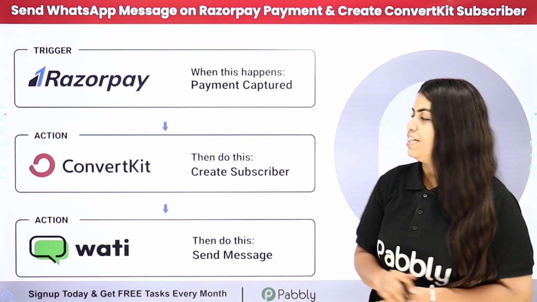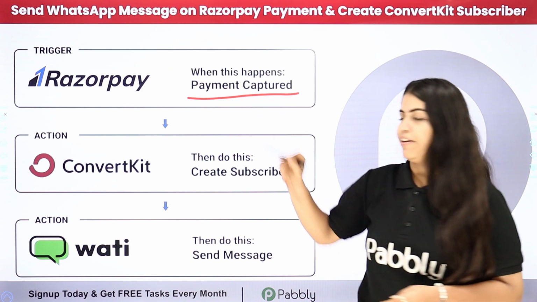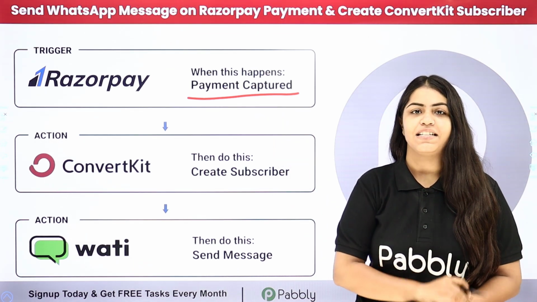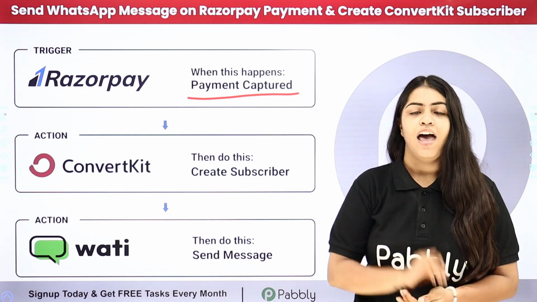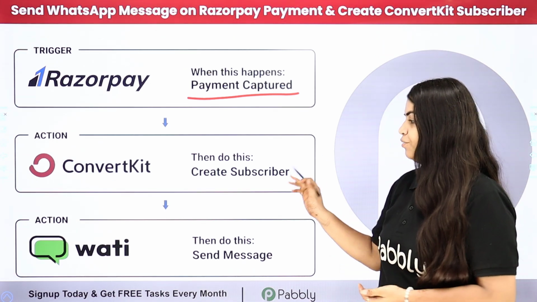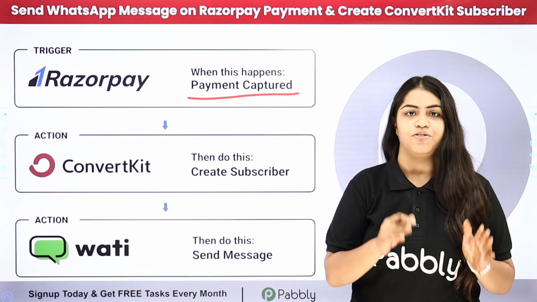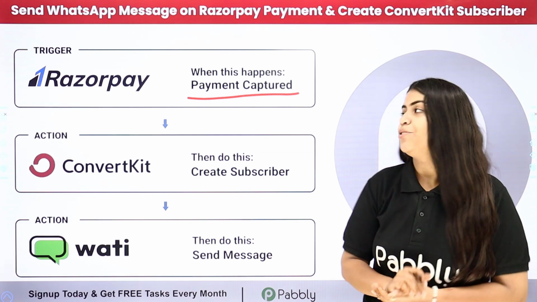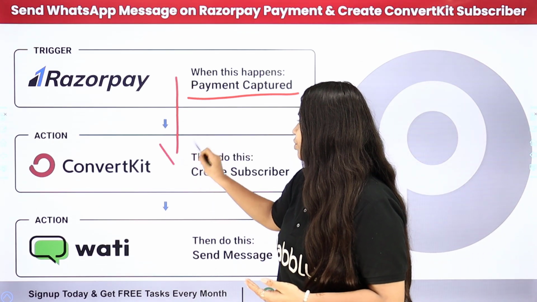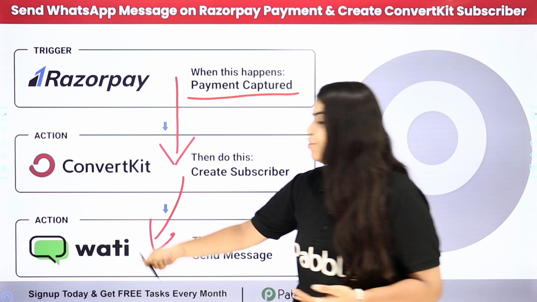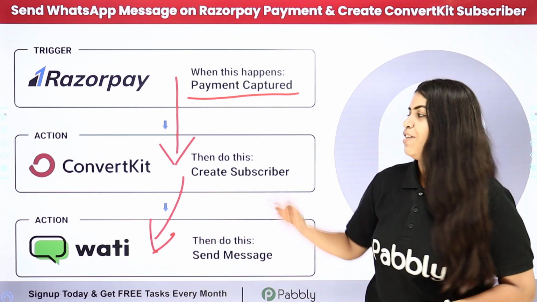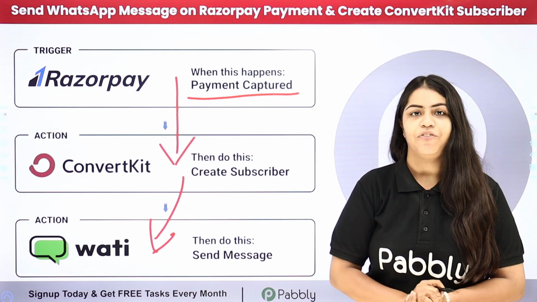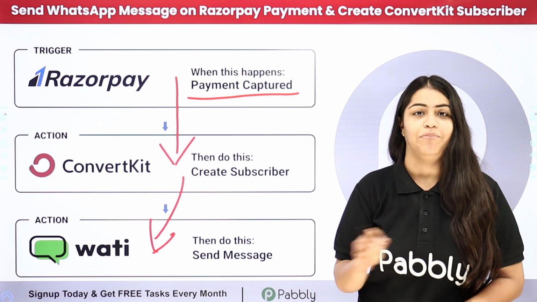So now what I want is that as soon as a new payment is captured in my Razorpay account, which is as soon as someone purchases my course, automatically with the help of the same student details, a new subscriber should be created in my ConvertKit, and also they should receive an automated WhatsApp message so that I don't lose them. So to do this, we are going to create a connection between Razorpay, ConvertKit and Vati. So we are going to use Vati to send WhatsApp message. So I'm going to create this connection without knowing any programming or coding language with the help of an amazing automation software which is Pabbly Connect.